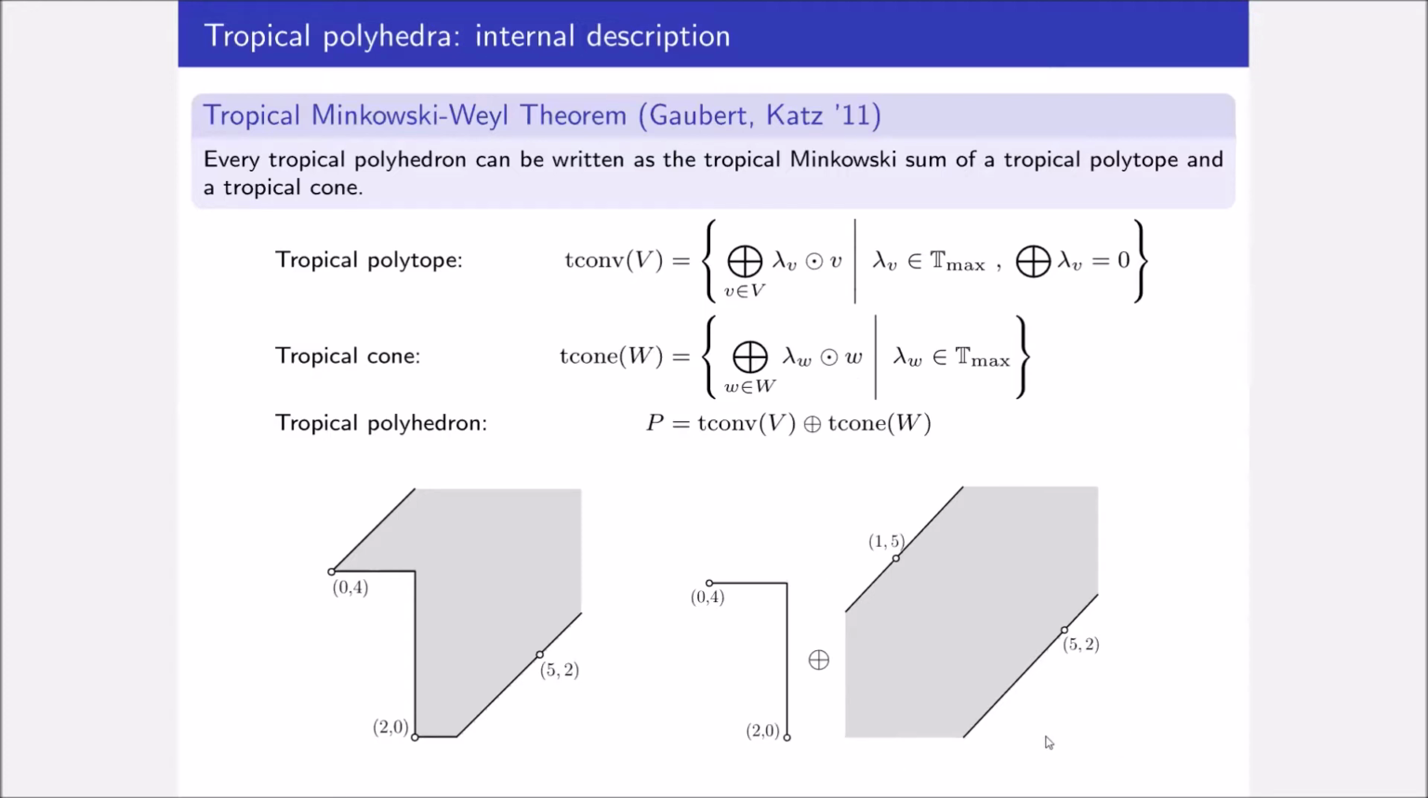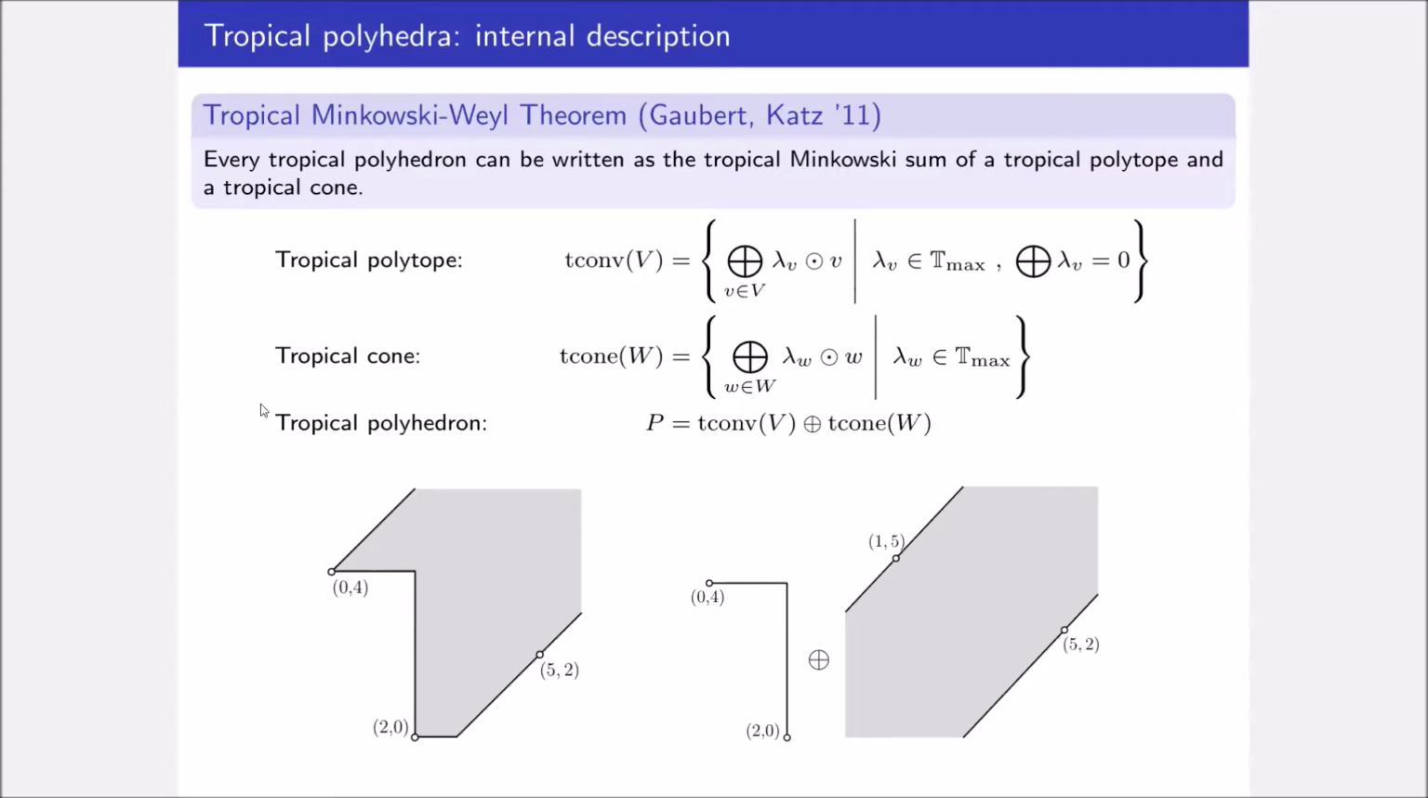A tropical polytope is very similar, except now we're taking the tropical convex hull, and so we need a condition that the coefficients in this convex combination all sum up to tropical 1. So the maximum they can be is 0. And so this gives a tropical polytope like so. This is just the tropical convex hull of these 2 points, 0, 4 and 2, 0. It's a line segment, or a tropical line segment.